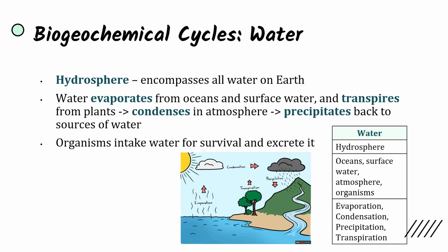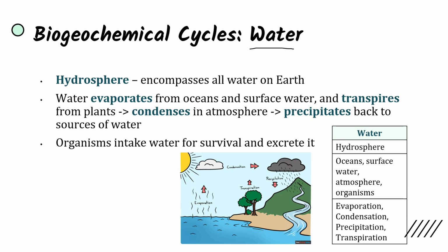So we're going to be looking at our biogeochemical cycles next. And there are 4 of these we're discussing. We're starting with the water cycle. This is going to be happening within the hydrosphere, which is all of water on Earth combined. It encompasses all water on Earth. The processes we'll be looking at are evaporation, transpiration, condensation, and precipitation. And our reservoirs include oceans, surface water, atmosphere, and organisms.